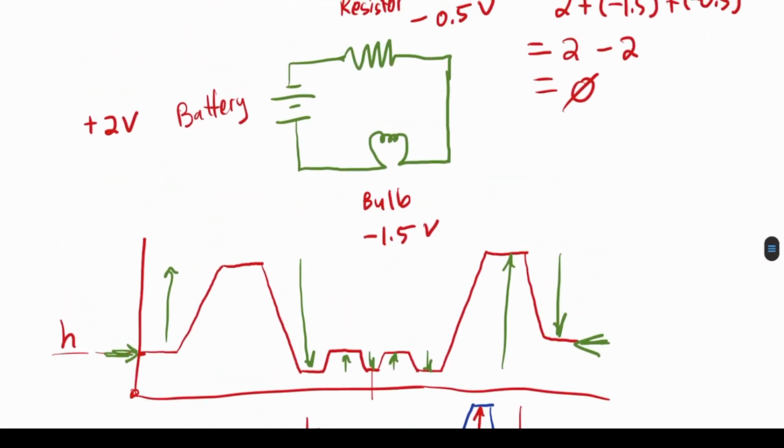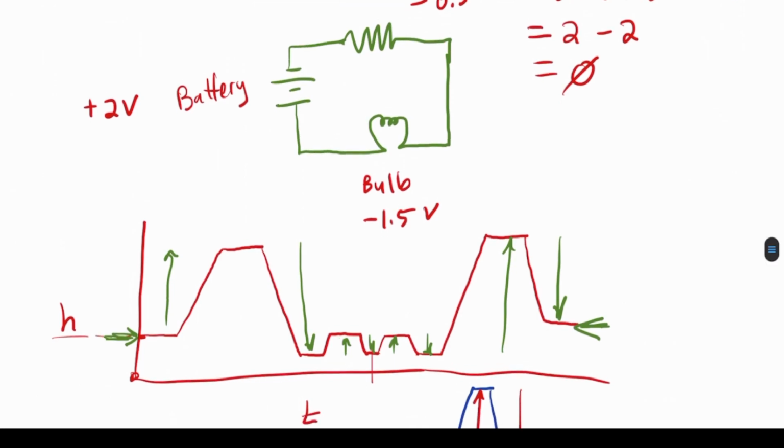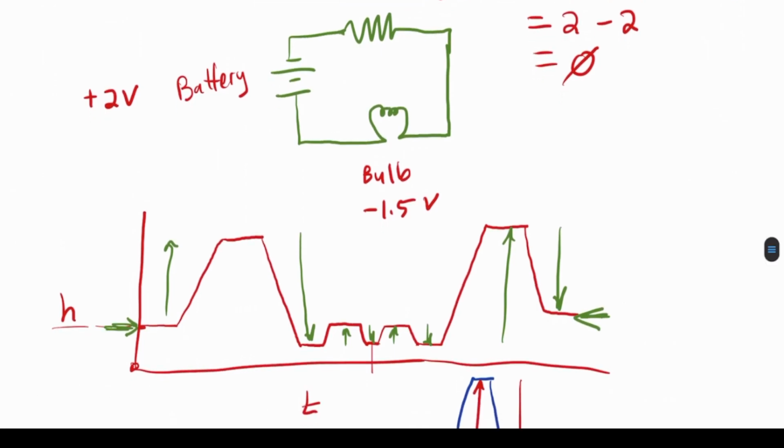When the electron returns home from its trip through the circuit, it is going to have the same potential energy as when it started, which is what Kirchhoff's law is basically saying, that if we added up all the voltages, they will be equal to 0.